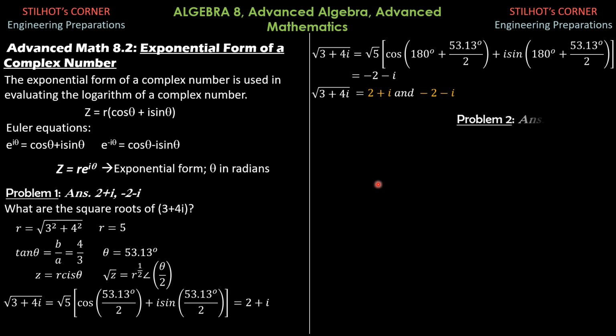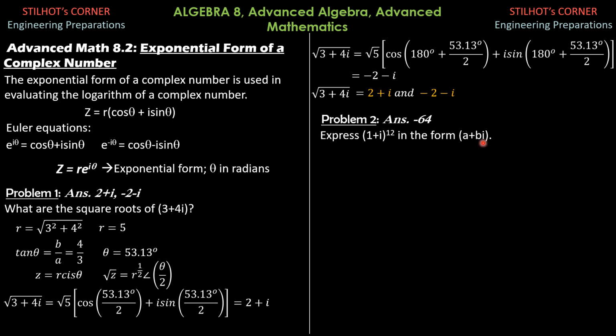Then for the next problem, express (1 plus i) to the 12 in the form of a plus bi. So we use the formula for z to the n, and that is r to the n cis of n theta. So the angle is multiplied by n. So we use this guide. z to the n is r to the n cis of n theta. r is square root of 1 squared plus 1 squared, so that's square root of 2.